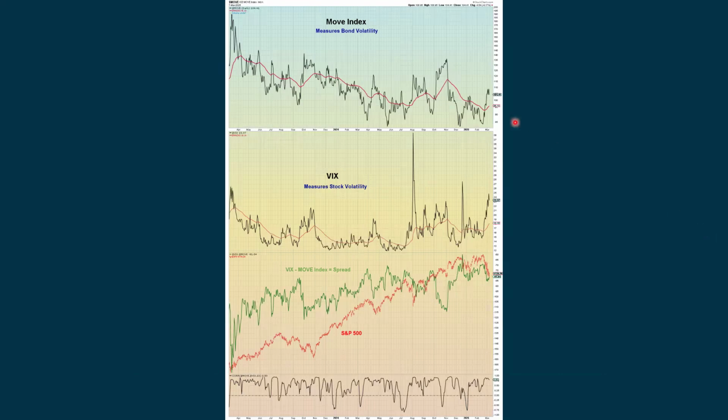We look at the volatility of bonds on top. That's measured by the MOVE index. The volatility of stocks is measured by the VIX. And we see that there's a pretty high correlation between the two. As bonds have been going up, stocks have been going down. And so we're seeing an increase in volatility of both of these indexes.